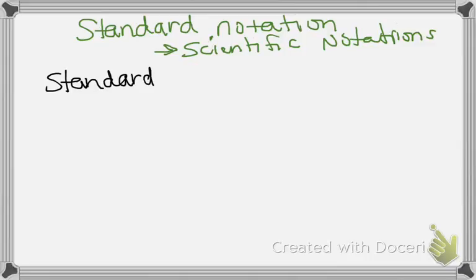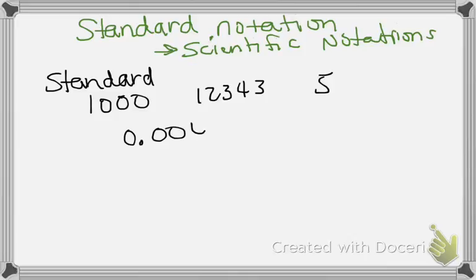Standard numbers are like 1,000 or 12,435. You could also have 0.00415. These are all standard numbers, and so they're just numbers. They could be numbers with decimals or just regular numbers.